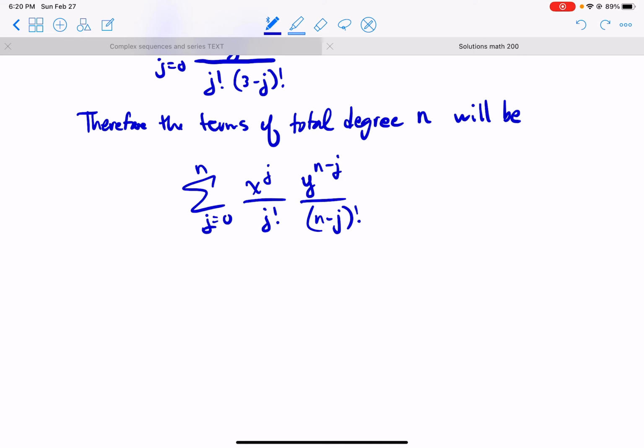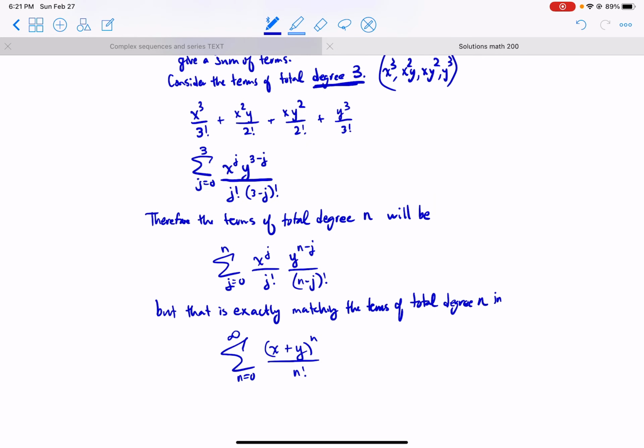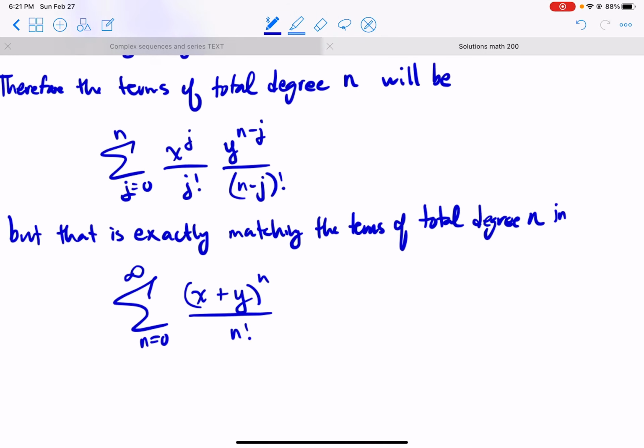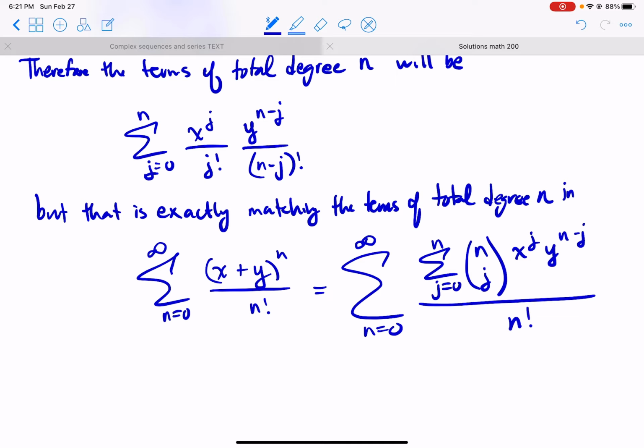Anyway, so now, this is exactly matching the terms of total degree n in the sum from n equals 0 to infinity of x plus y to the n over n factorial. Let's see, if we do this, we're going to get the sum from n equals 0 to infinity. Now x plus y to the n will be a sum from j equals 0 to n. We're going to get an n choose j from the binomial theorem: n choose j, x to the j, y to the n minus j. Okay, and then there's this n factorial down here.